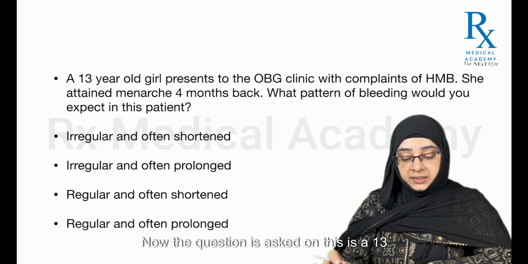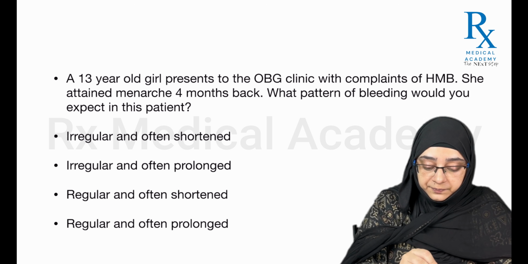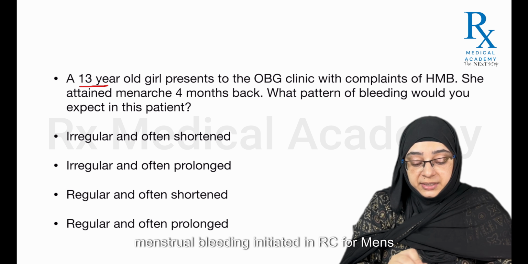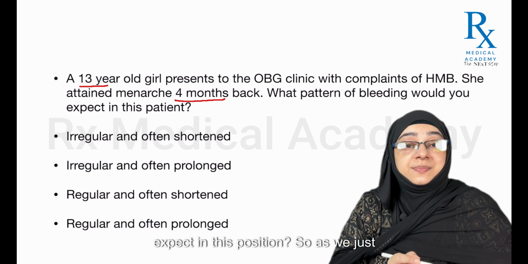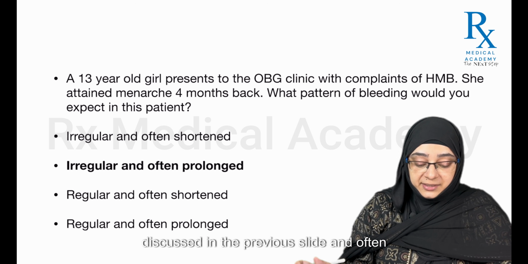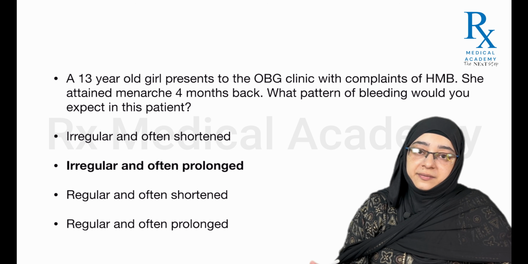Alright. Now, let's see a question which has been asked on this. There's a 13-year-old girl who's brought to you with complaints of heavy menstrual bleeding, and she has attained menarche 4 months back. What pattern of bleeding would you expect in this patient? So, as we just discussed in the previous slide, we would expect irregular and often prolonged bleeding.